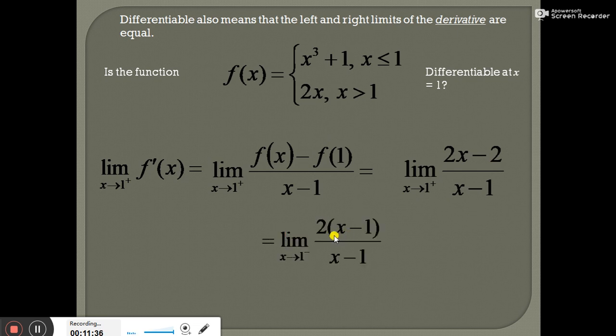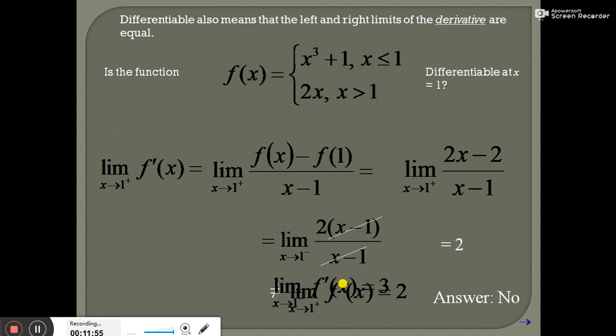Simplifying this and cancelling the like factors, we get equal to 2. As you see, the left hand derivative is equal to 3 but the right hand derivative is equal to 2. It means the left hand derivative is not equal to the right hand derivative, and therefore this function is not differentiable, but this function is continuous.